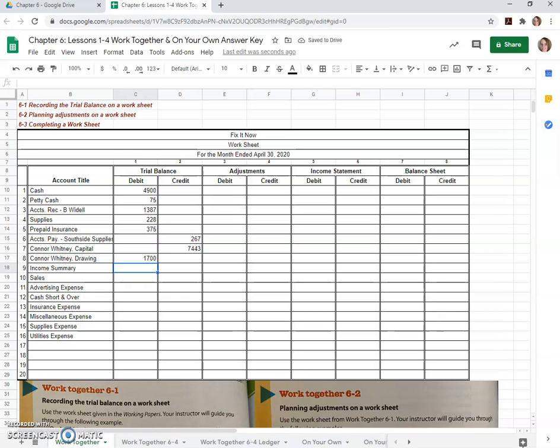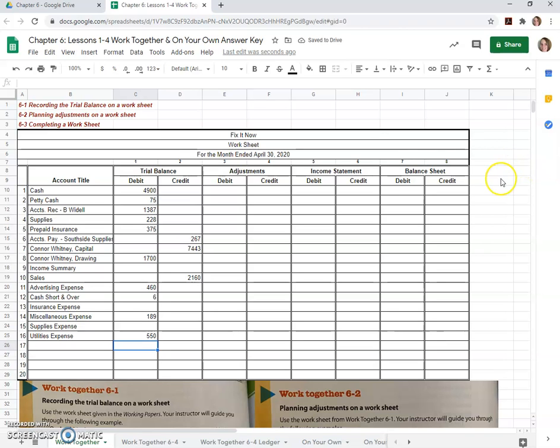Income summary, we're going to leave that blank for now. We haven't messed with it yet. Sales is a credit balance, $21.60. That would have been an error. Advertising expense. Now we're back to debit balances. Cash short and over, $6. We don't have anything in insurance expense yet. We'll get there. Miscellaneous is $189. Supplies expense is also blank right now, and then utilities is $550.